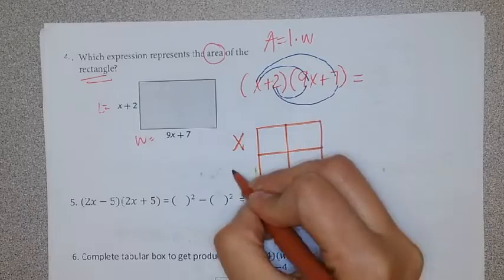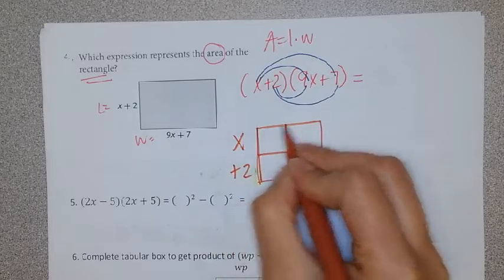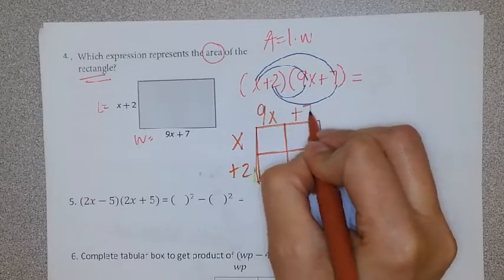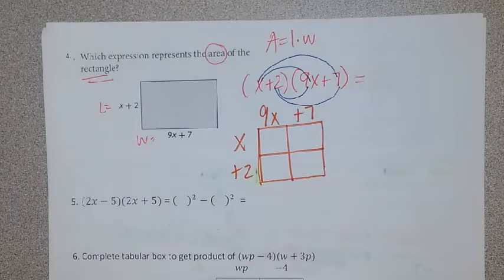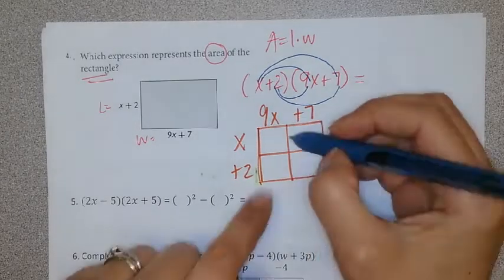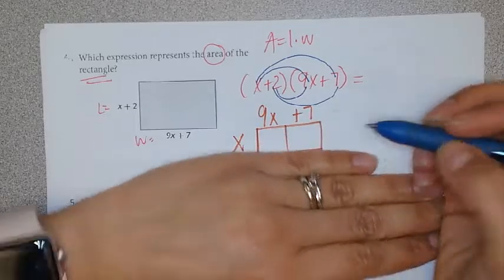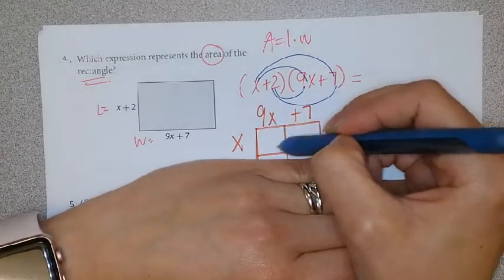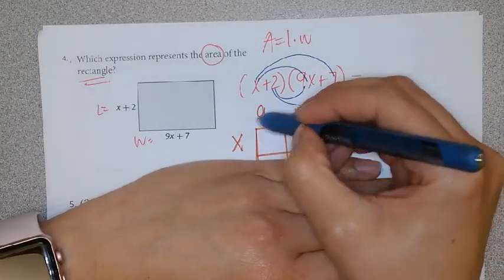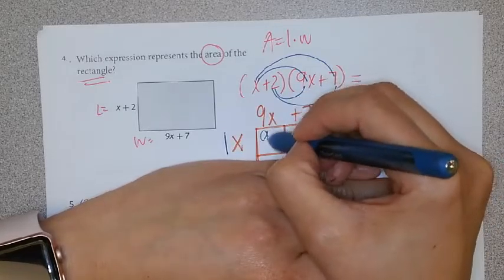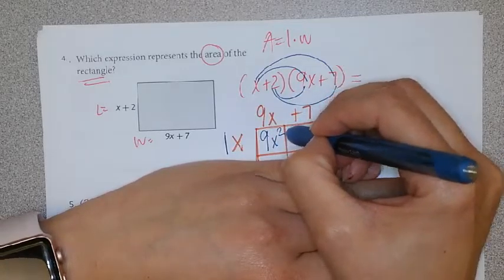So x plus 2 is a binomial. That's why I have a 2 by 2 box. And then I will multiply here to get the answer. So what goes here, I would have to multiply that and that. Okay? So this times this will give me this. So x times, and this will be a 1. 1x times 9x gives me 9x squared.